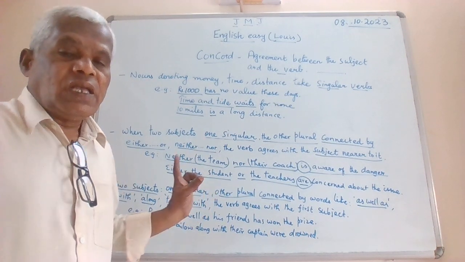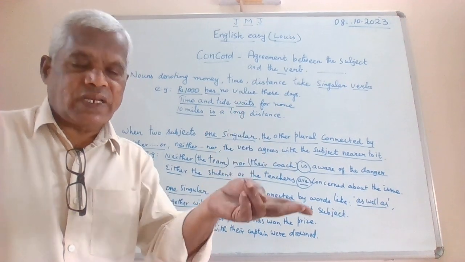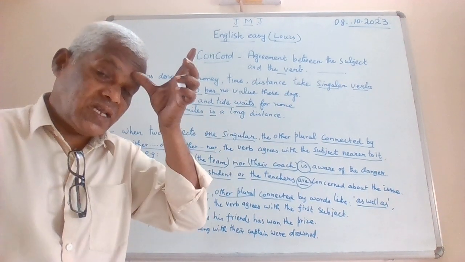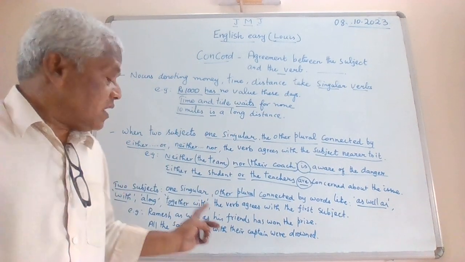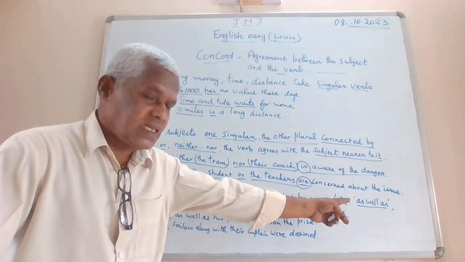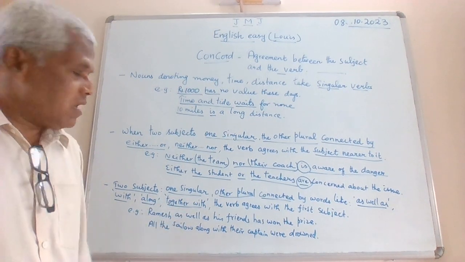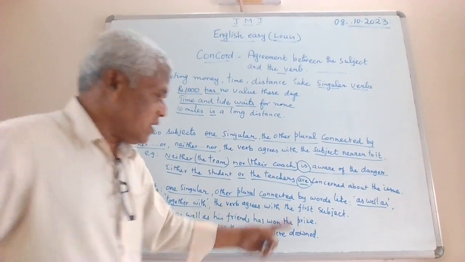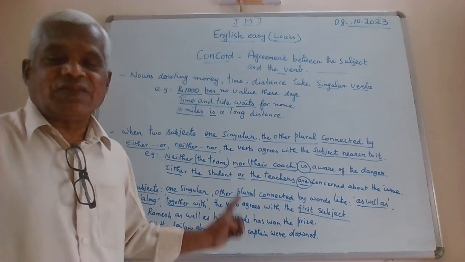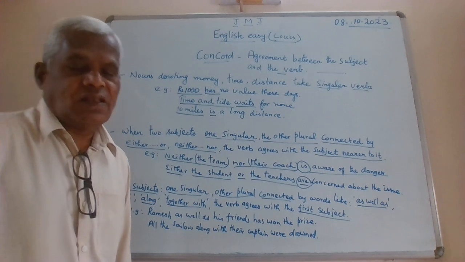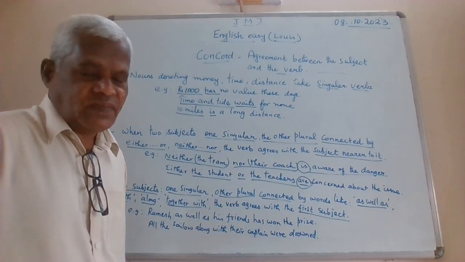So if these words are there in the sentence, and if we have two subjects, one singular, another one plural, and if there are words like as well as, with, along with, together with, and all that, the verb agrees with the first subject. See? The verb agrees with the first subject. So that is very, very clear, guys.